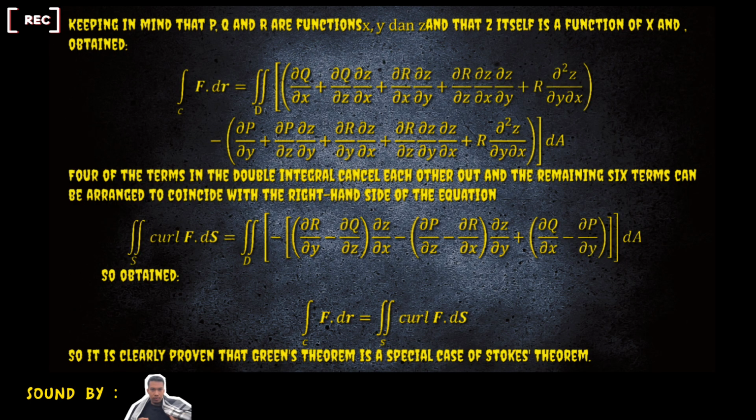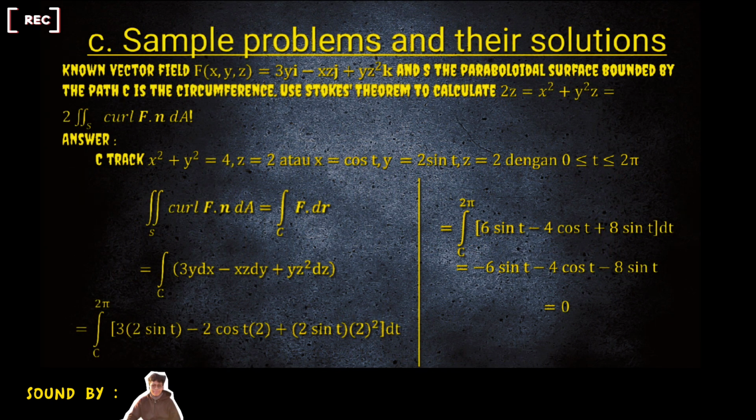Keeping in mind that P, Q, and R are functions of x, y, and z, and that z itself is a function of x and y, we obtain the integral over C of F dot dr equals the double integral over D of (∂Q/∂x + ∂Q/∂z ∂z/∂x + ∂R/∂x ∂z/∂y + ∂R/∂z ∂z/∂x ∂z/∂y + R ∂²z/∂y∂x minus (∂P/∂y + ∂P/∂z ∂z/∂y + ∂R/∂y ∂z/∂x + ∂R/∂z ∂z/∂y ∂z/∂x + R ∂²z/∂y∂x)) dA. C. Sample problem and their solution.